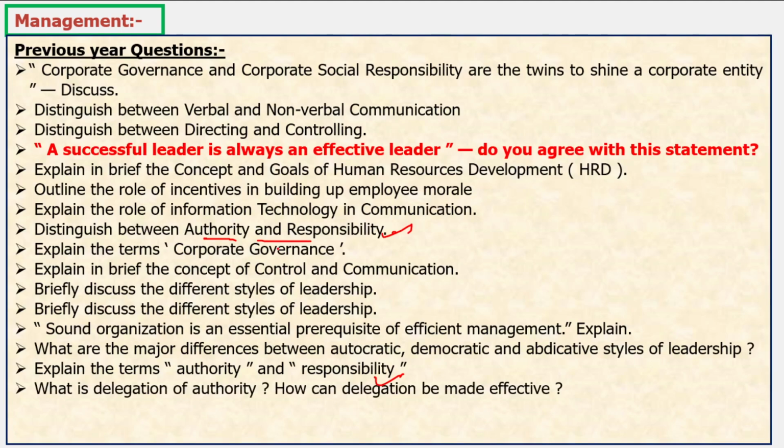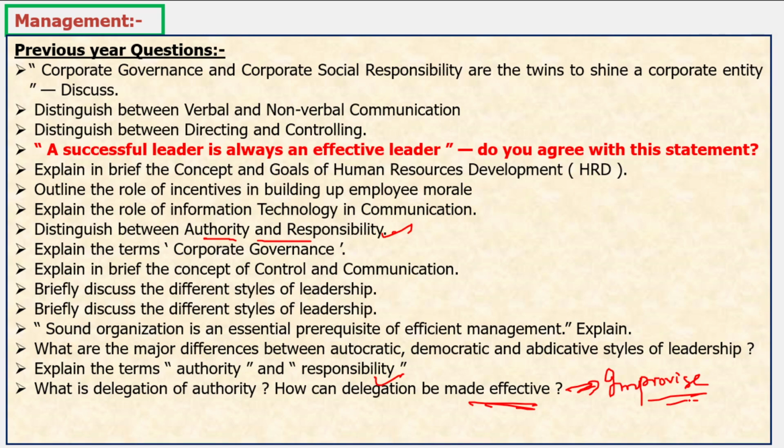Next, what is delegation of authority? How can delegation be made effective? Now, this is also important. This is a question purely based on concept, but it opens up a lot of doors and windows for you to improvise, to make the answer look good by introducing your own examples and ideas inside it. Obviously, you will have to create ideas and examples relevant to the theories you are discussing.